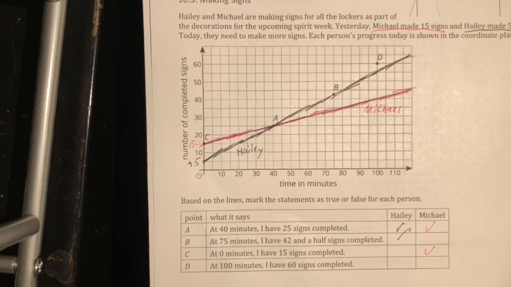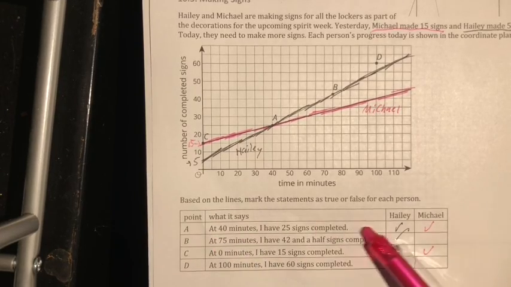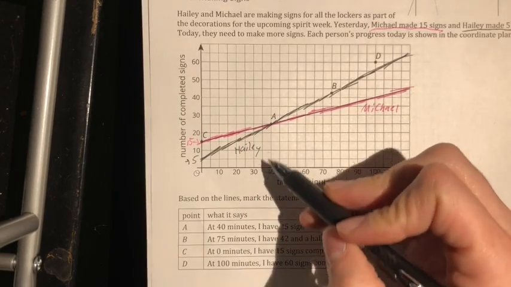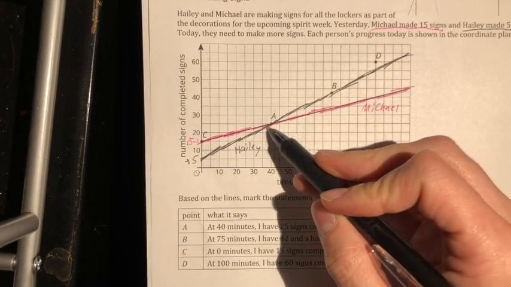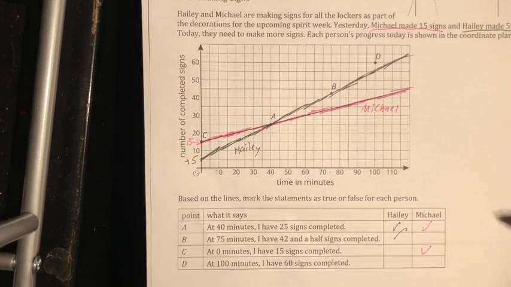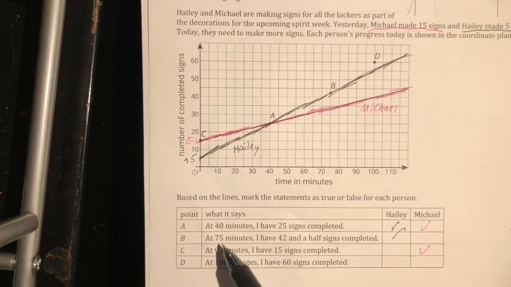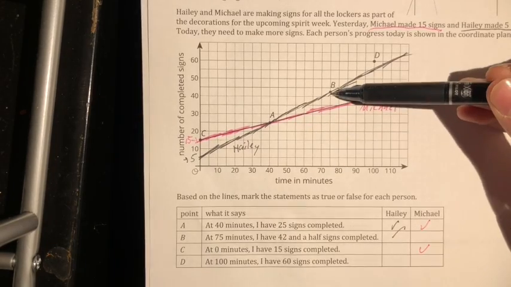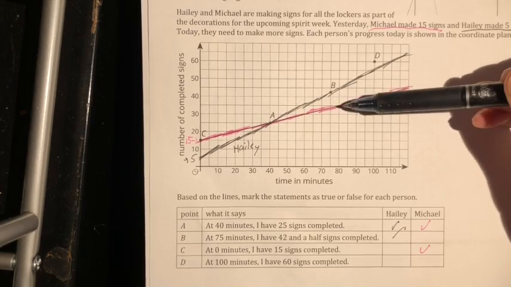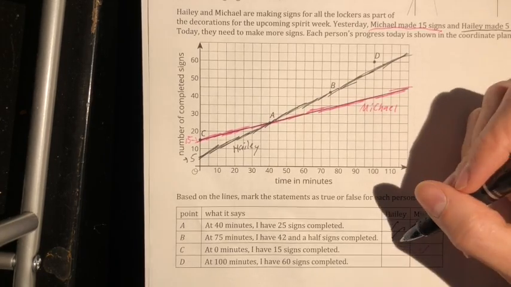So we notice here that at 40 minutes, I have 25 signs completed. Well, point A, let's see, 40 minutes, 25 signs completed. That's actually on both people's graphs. That's on Michael and on Haley's graph. So it's actually true for both of them. Point B, at 75 minutes, I have 42.5 signs completed. That's only on Haley's graph. It's not on Michael's. So she is the only one who gets a check mark there.